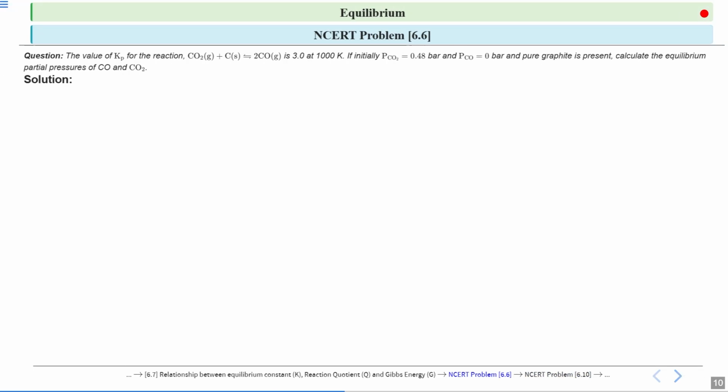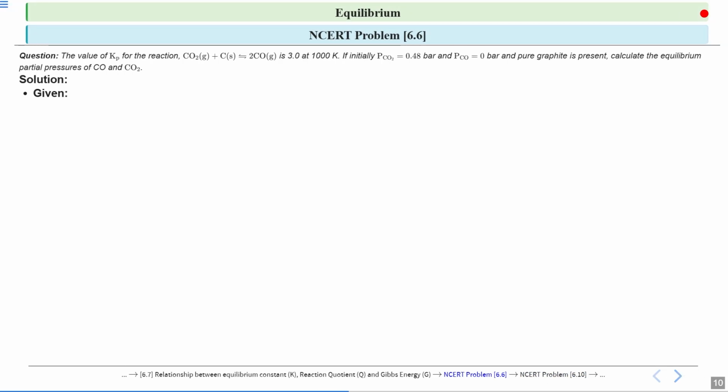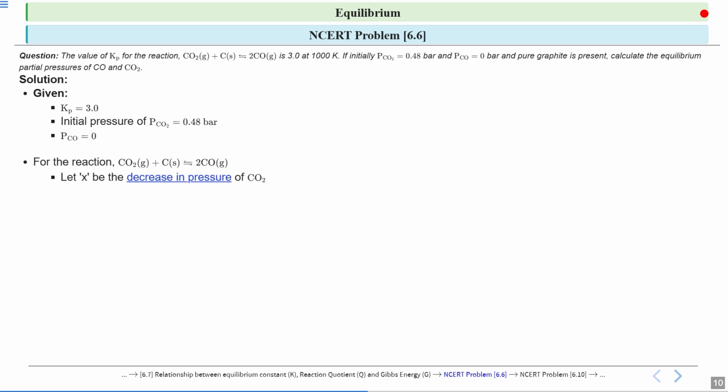So your time is up. Let's see how we'll solve it. What are the things that are given? First write those things. We are given the value of Kp as 3.0. Then we are given the initial pressure of carbon dioxide as 0.48. There is no carbon monoxide present, which is indicated by 0 partial pressure of carbon monoxide in the initial phase. Then for the reaction, X is the decrease in pressure, which is basically the amount of change that will occur upon attainment of equilibrium.